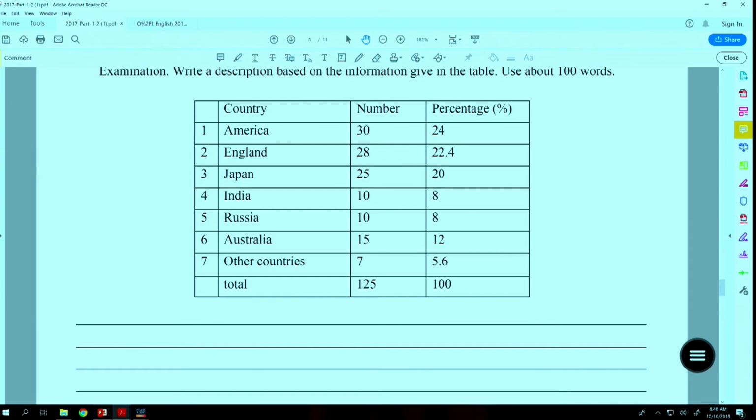28 students like to study in England, while 25 students like to study in Japan. Their percentages are 22.4 and 20 respectively. 12% of students like to study in Australia. The information in the table gives an indication that the majority of the students like to study in the developed countries of the world. I am going to read it again. You may note it down again or check it.